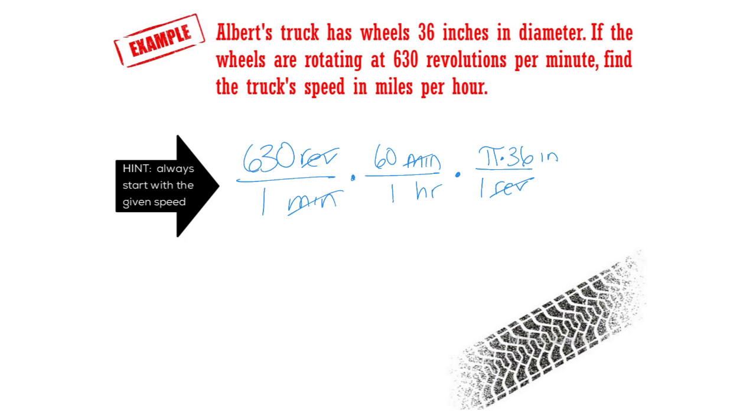I'm going to first turn them into feet. So inches on the bottom, feet on the top. 1 foot, same as 12 inches. Inches cancel, and now I'm going to do that conversion to miles. So feet need to be on the bottom, so they'll cancel. Miles on top. 1 mile is the same as, do you remember? 5,280 feet. At that point, I've got the units I want. I am in miles per hour. So multiply straight across, and then divide.